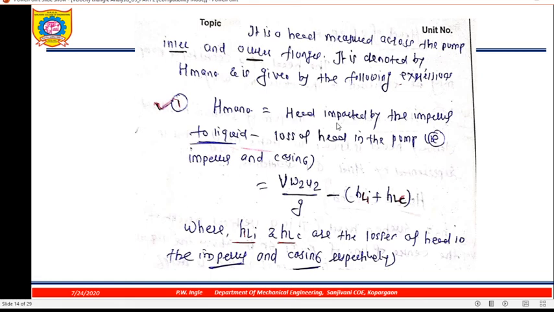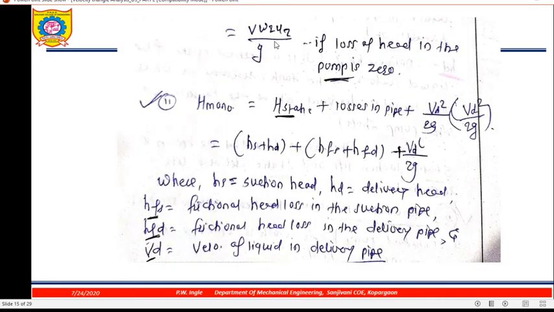Number one, it is the head imparted by the impeller to the liquid minus the loss of head in the pump. So Vw2 U2 by g is the head imparted, this is the work, minus Hli minus Hlc, where Hli and Hlc are the losses of head in the impeller and casing. So if loss is 0, then H manometric is Vw2 U2 by g. This is very important. We have to calculate H manometric. So H manometric equal to Vw2 U2 by g. This is the first equation.